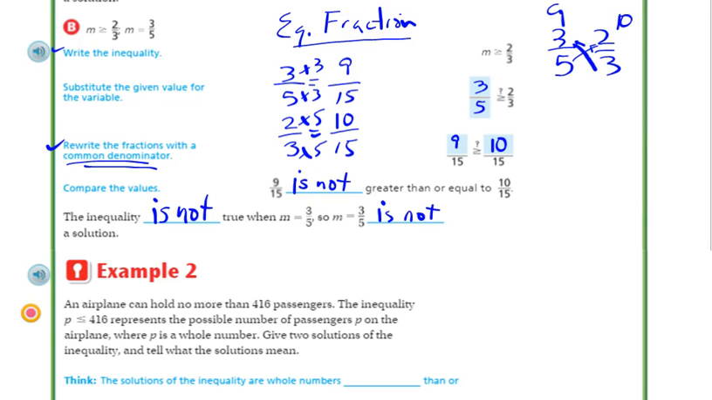You could also change them into decimal values. For 3/5, you're going to get 0.6, and you're going to get 0.6 repeating for the 2/3. So again, you can compare that and see that 0.6 is not greater than 0.6 repeating. So you have 3 different ways to really compare those fractions, and it is going to be up to you to decide which way you are comfortable using.